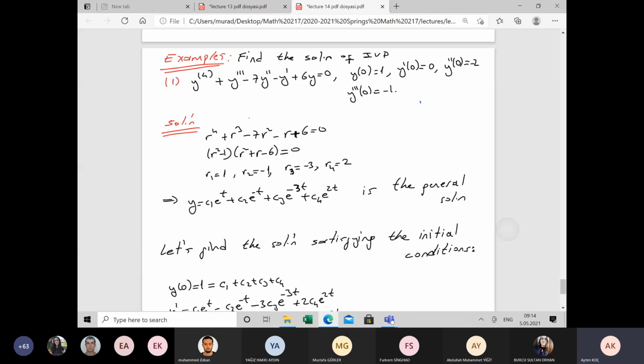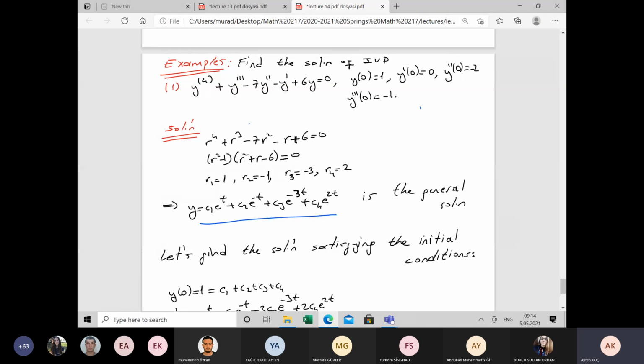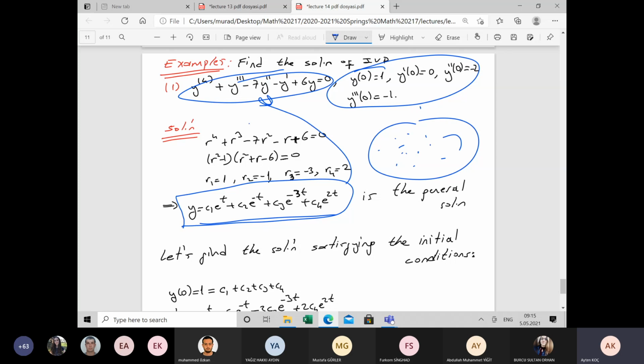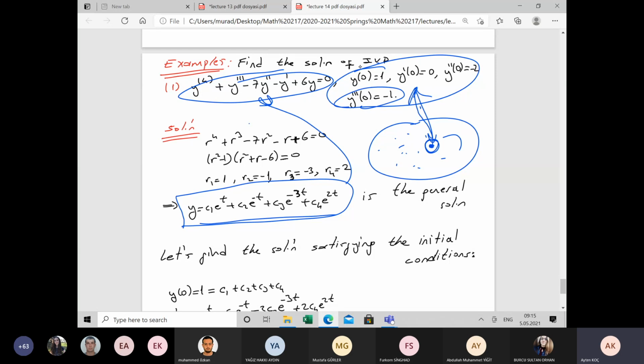this one is the general solution of the homogeneous equation, but our aim is to find the solution of the initial value problem. This gives infinitely many solutions of our differential equation, but we choose one of them. For example, this one, it's okay. We get only one unique solution, and we check that this solution satisfies our initial conditions.